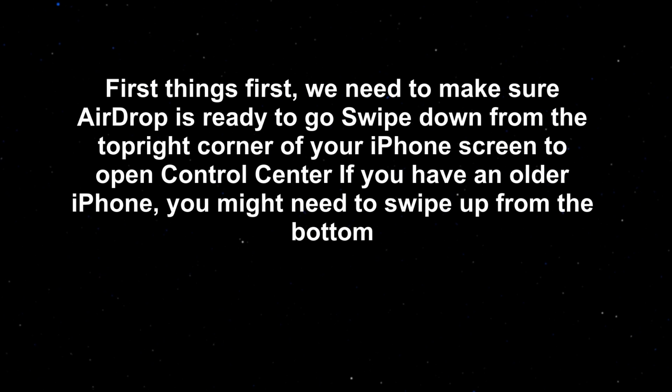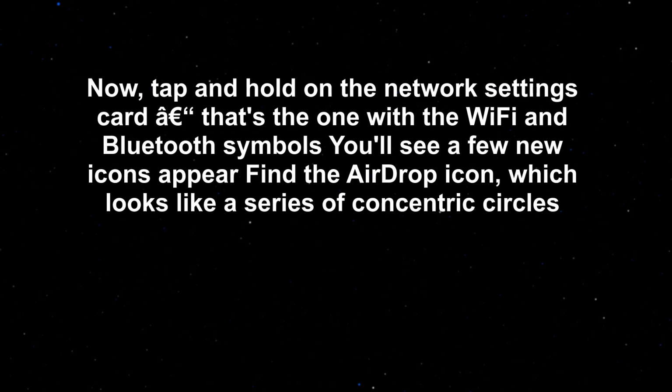Swipe down from the top right corner of your iPhone screen to open Control Center. If you have an older iPhone, you might need to swipe up from the bottom. Now tap and hold on the network settings card. That's the one with the Wi-Fi and Bluetooth symbols.